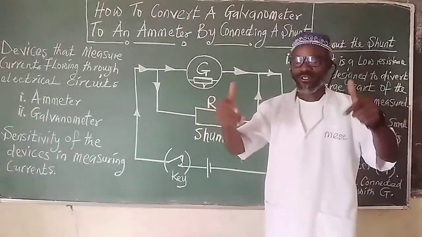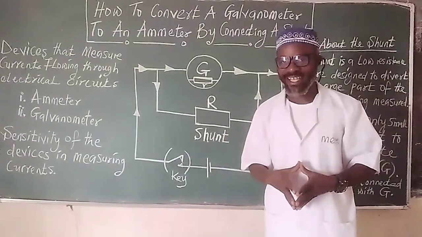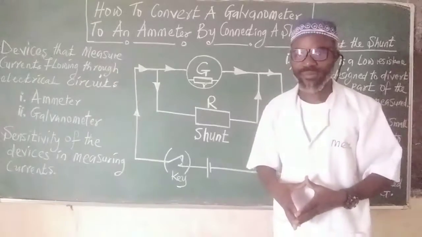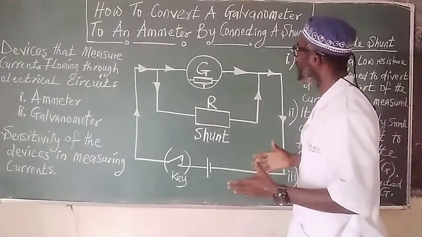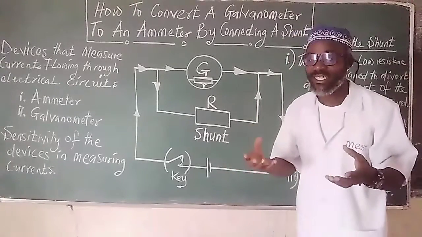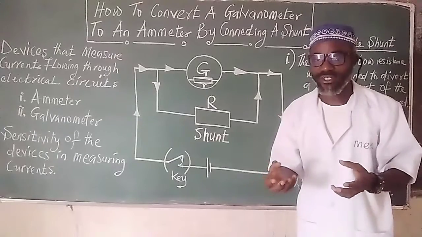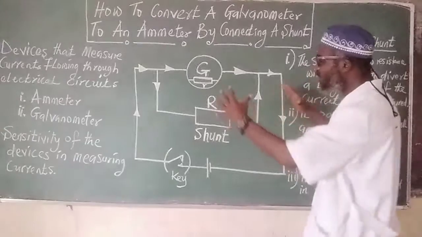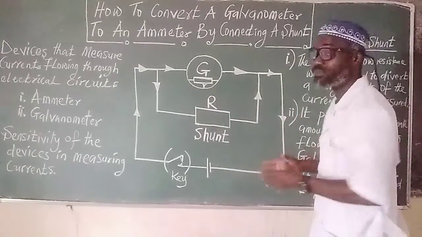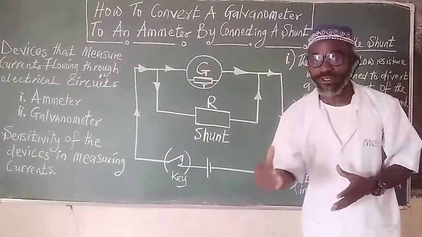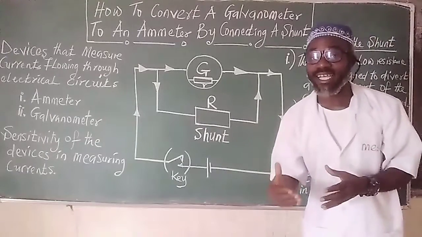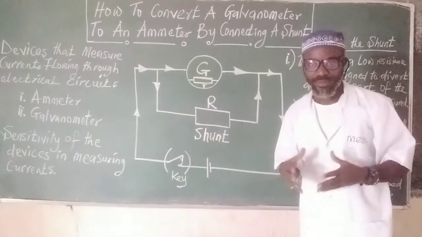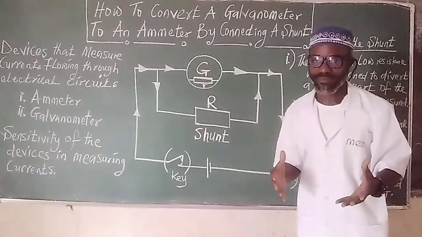Hello, we are going to learn how a galvanometer can be converted to an ammeter by simply connecting a low resistance known as a shunt. The diagram on the board has been carefully drawn to illustrate how that can take place in an electrical circuit. But what I want us to understand is this.